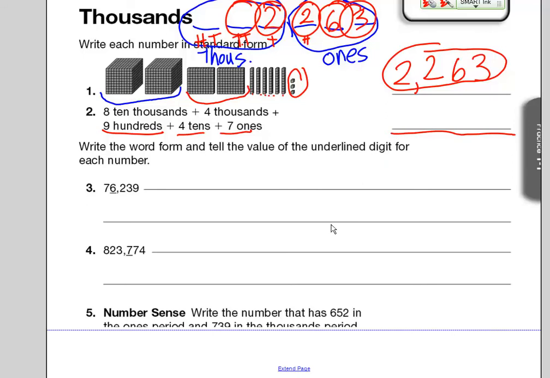For numbers 3 and 4, you're going to write the number in word form and tell the value of the underlined digit. So for this one, this is 76. Remember, we're in the thousands period. This is the hundreds period. So this is going to be 76,000. You have to write that in word form.